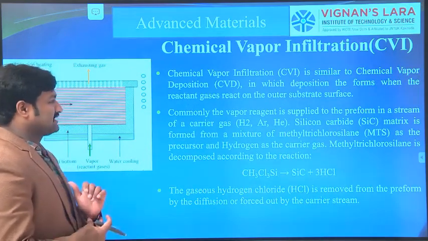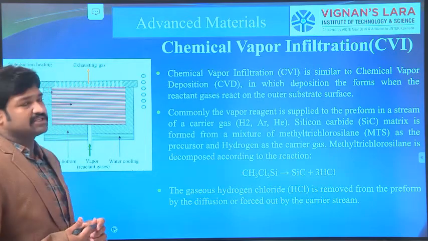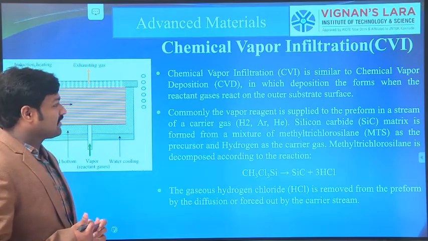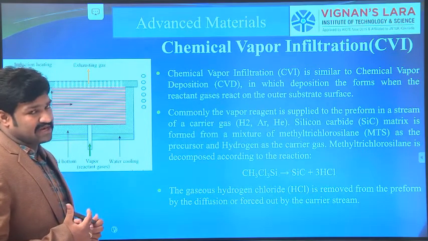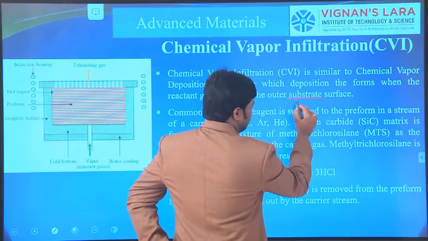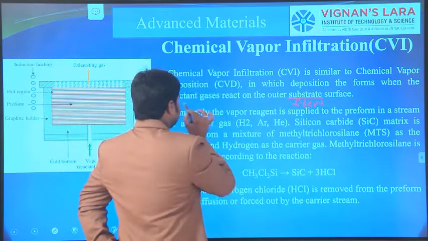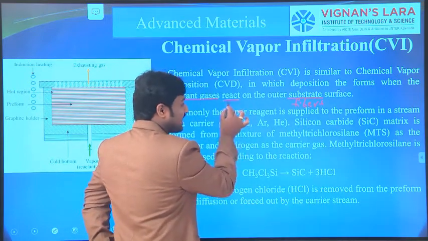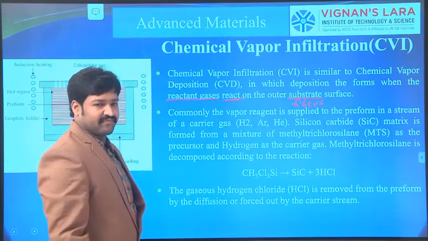Chemical vapor infiltration is similar to chemical vapor deposition, in which deposition forms when the reactant gases react with the outer substrate surface. Outer substrate means our reinforcement fibers. So the reactant gases react on the outer substrate surface, the outer fiber surface.